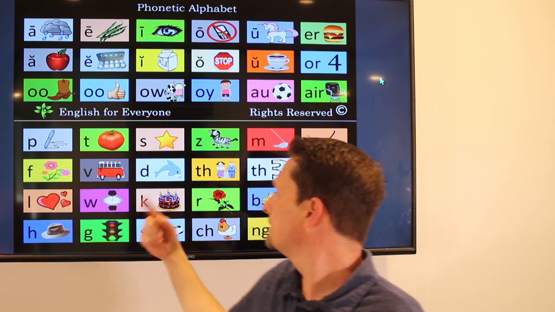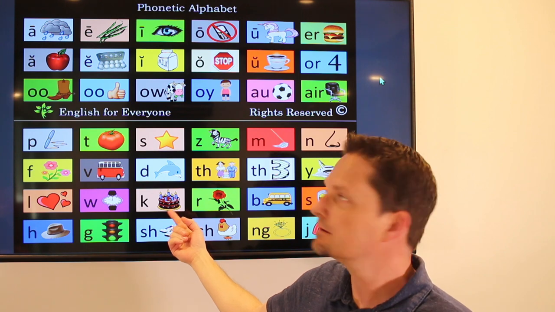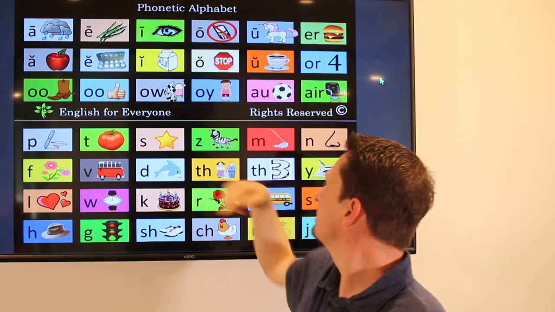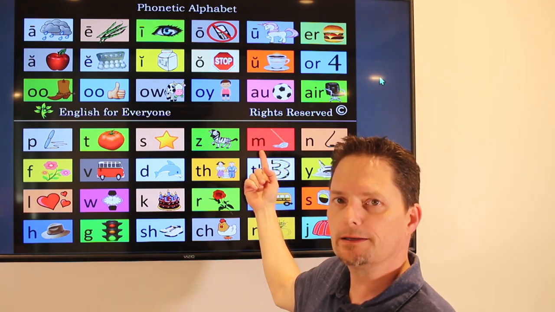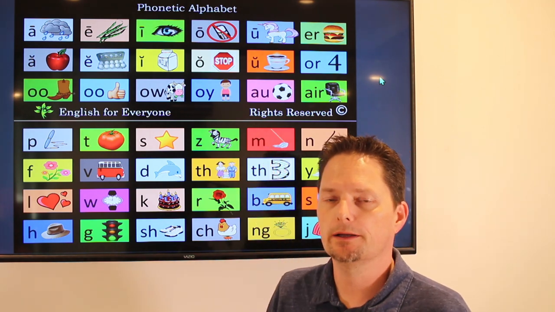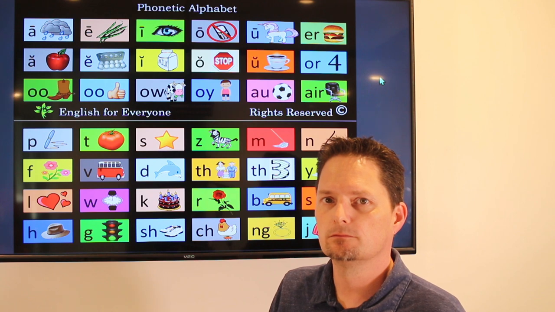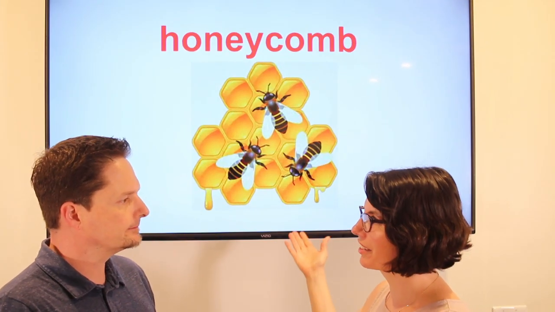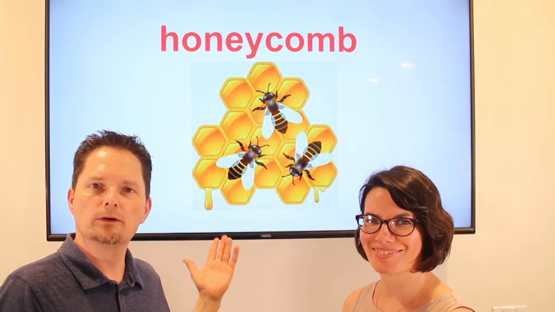Honey, comb. Honeycomb. Honeycomb. Honeycomb. Where do bees make honey? Bees make honey in the honeycomb. Where do bees make honey?